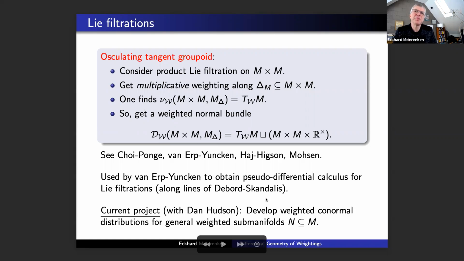So basically, one more step you can try to do now is to understand this also in terms of conormal distributions, right? Pseudo-differential operators are basically conormal distributions along the diagonal. And so now we have this notion of weightings along submanifolds. So we want to develop a notion of weighted conormal distributions along weighted submanifolds. So this is work in progress with my student, Dan.